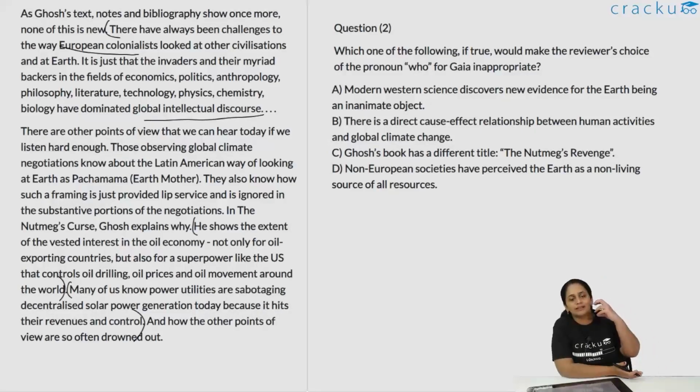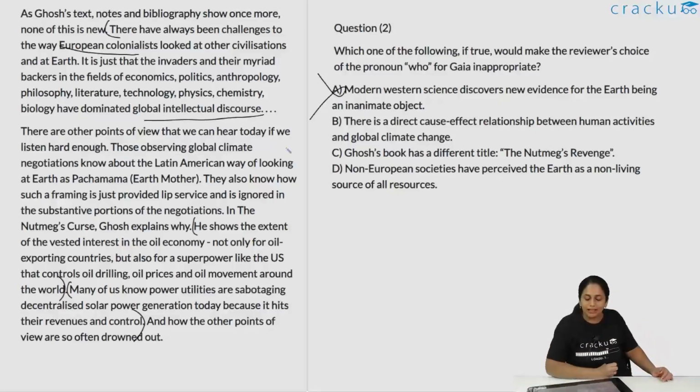When you treat a thing like an inanimate object, you obviously will not care for an inanimate object. The reason why these guys are saying who or Earth Mother is because you should care about what you do to the Earth. And obviously it is not an animate object. So A is immaterial. B: There is a direct cause-effect relationship between human activities and global climate change. The author agrees with that. This is how global climate change has occurred because of humans, because of the way humans exploited Earth. So this is not going to weaken the author's view or the reviewer's view. It is in line with the reviewer's view. So B is also incorrect.